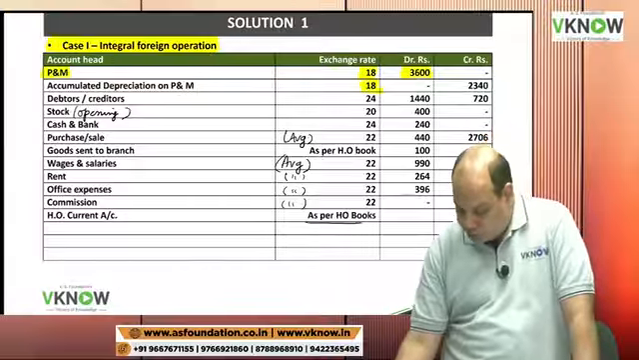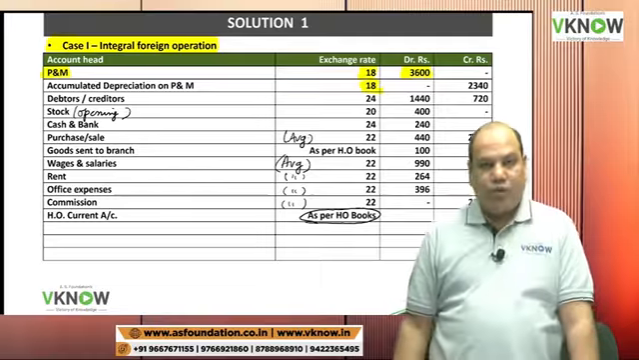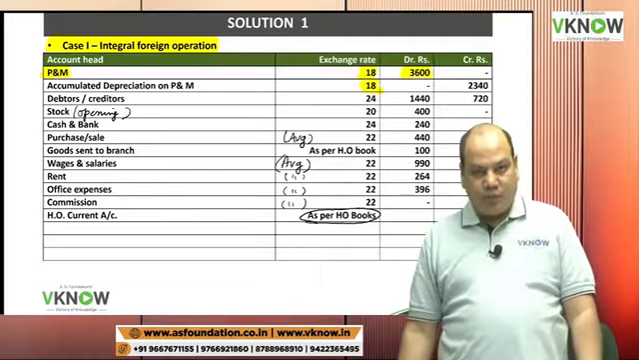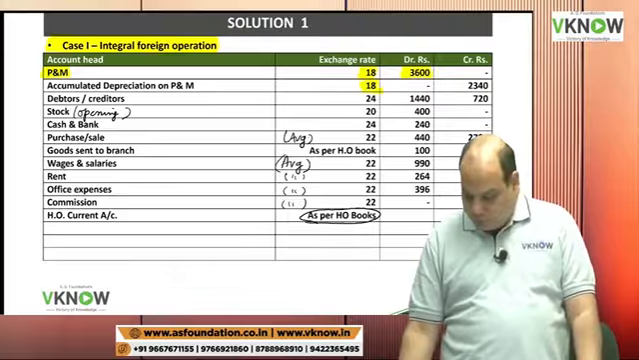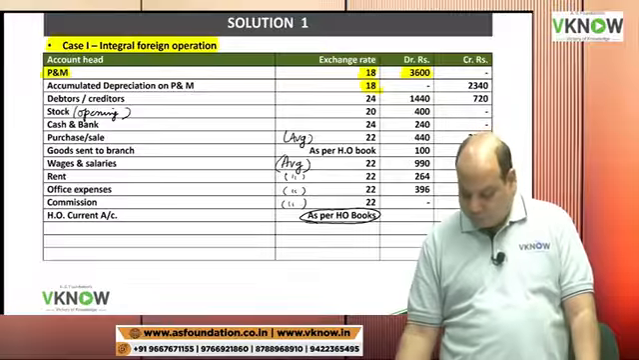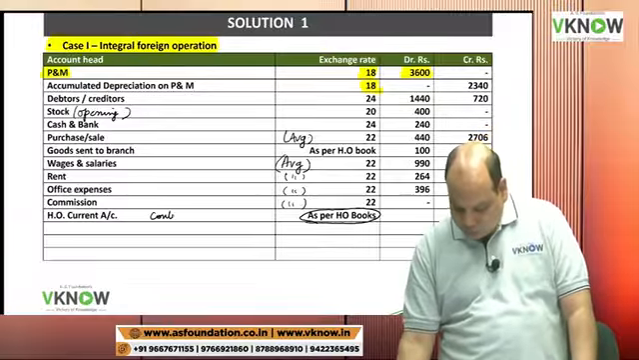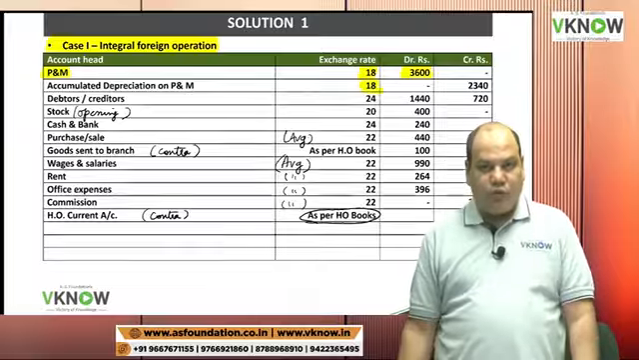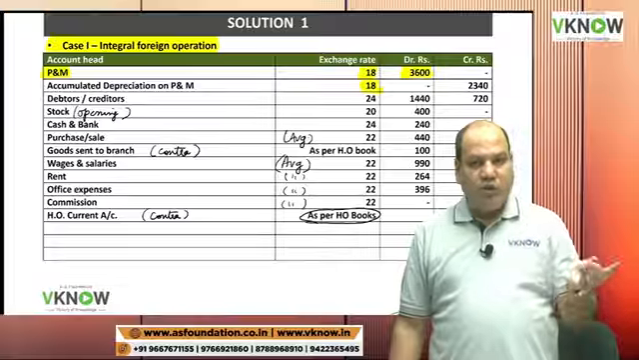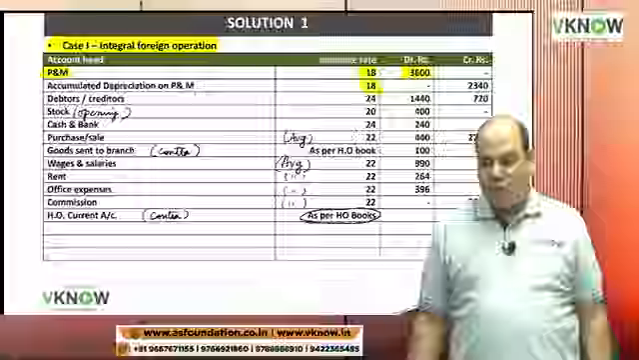One more item, HO current account. This also I will not translate. I will apply the HO books rate. The rate as per HO books, which is given below the trial balance, is 120. Contra. This is contra and this is contra, because the branch is showing figures in dollar while the same item is appearing in HO books in rupees.